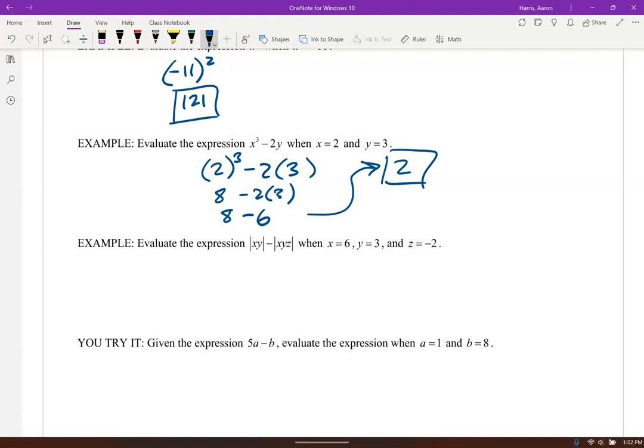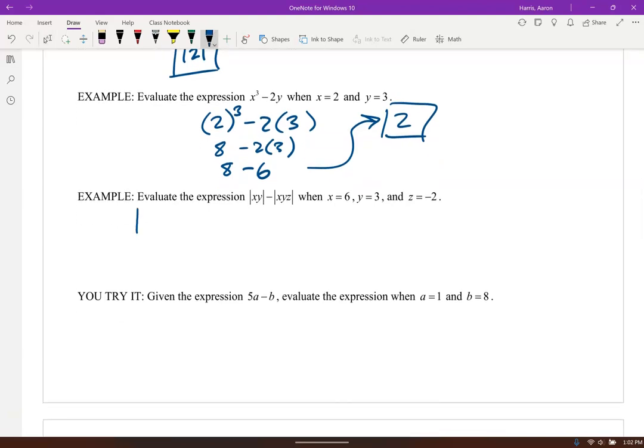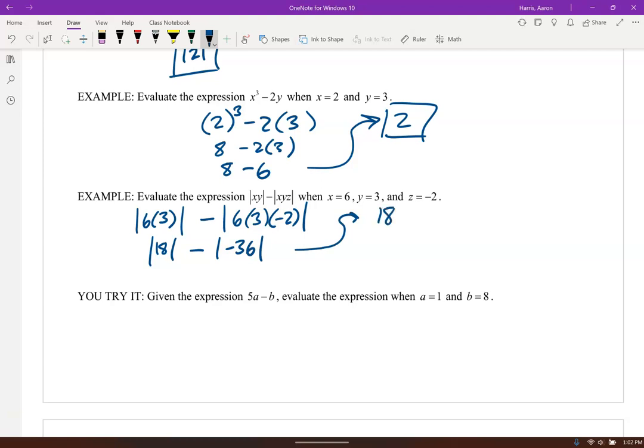Now we've got a little absolute value on this one. Absolute value of x times y, x is 6, y is 3, minus the absolute value of x times y times z. 6 times 3 is 18. So we get the absolute value of 18 minus 6 times 3 times negative 2. I get 18 times negative 2 is negative 36. The absolute value of 18 is 18 minus the absolute value of negative 36 is just 36. So I got 18 minus 36 is negative 18 for that one.